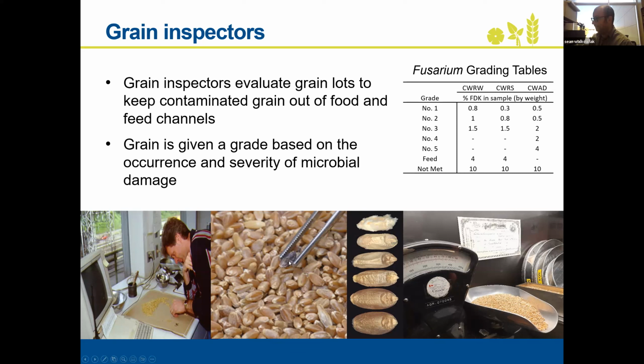So here, this is an ergot sclerotia. But here we're going to talk about fusarium damage. So these are varying degrees of fusarium damage. Usually you see these chalky white occurrences on the outside of the grain.